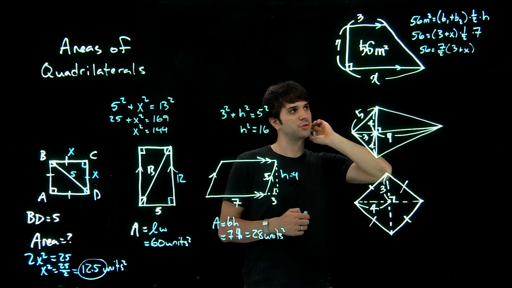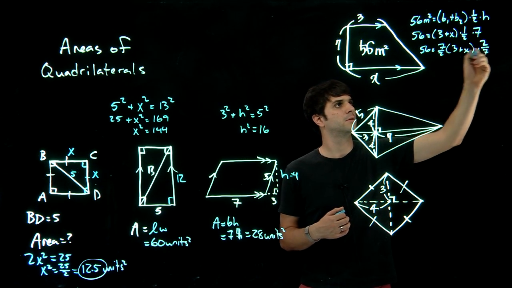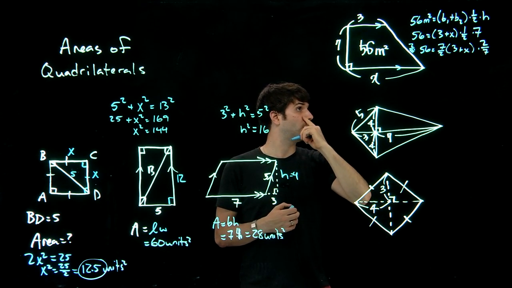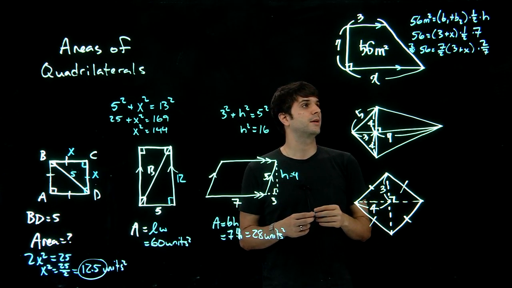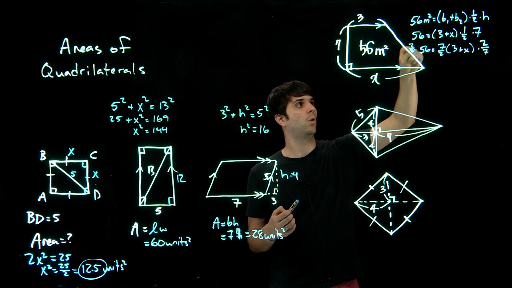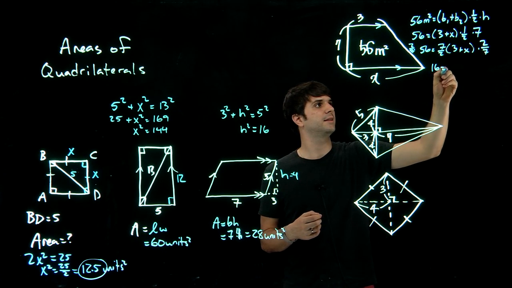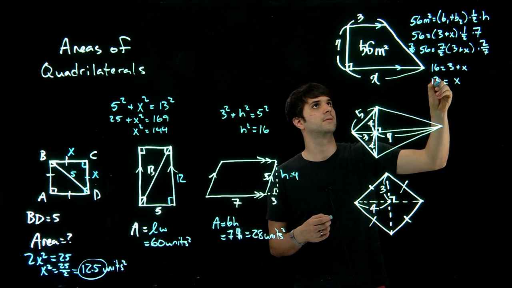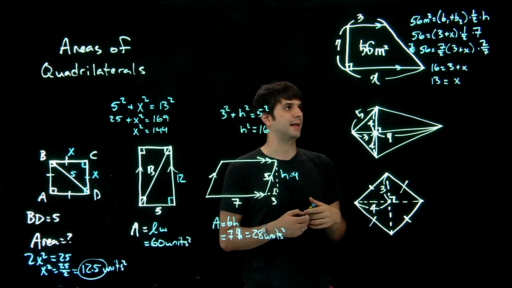All right. So to get rid of that 7 halves, we multiply both sides by 2 sevenths. Okay. So over here, 56 times 2 sevenths, we can reduce that. This would be 1 and 8. So it's 16. 16 equals 3 plus x. So x equals 13. All right. So that's how we get that.